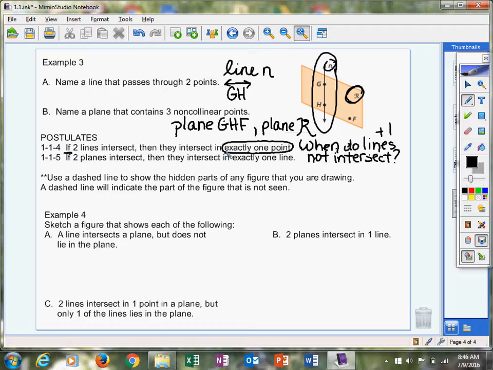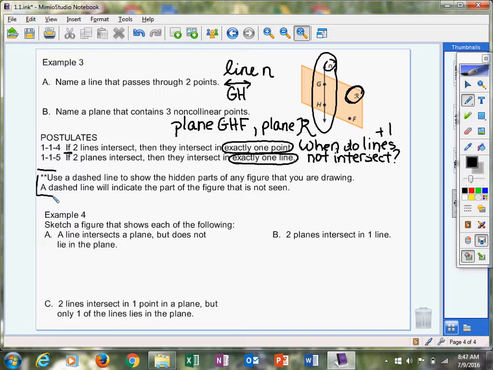Now 1-1-5, if two planes intersect, this is cool, then they intersect and form exactly one line. So if two lines intersect, they crisscross at a point. If two planes intersect, they crisscross and form a line. That is really cool stuff. Now, this is important too. We're going to use dashed lines to show hidden parts of a figure. Parts that are maybe behind something, but we want to create some depth and dimension to it, we're going to show it using a dashed line. A dashed line will indicate the part of the figure that is not seen.